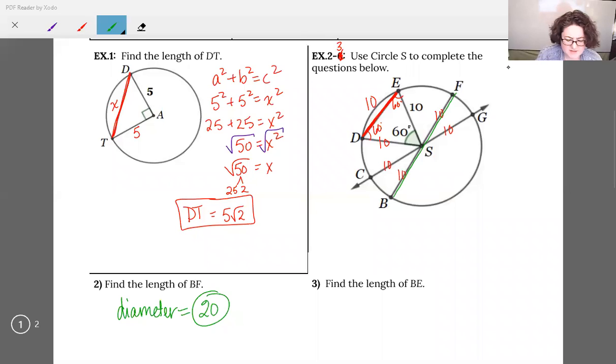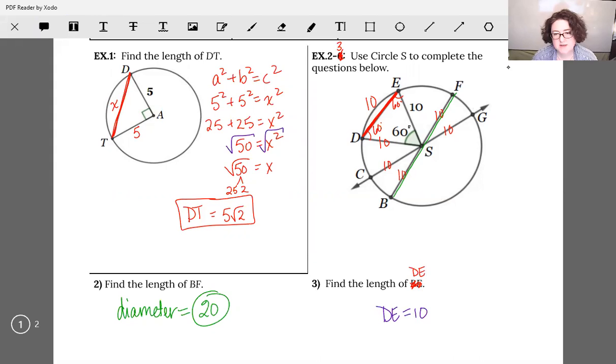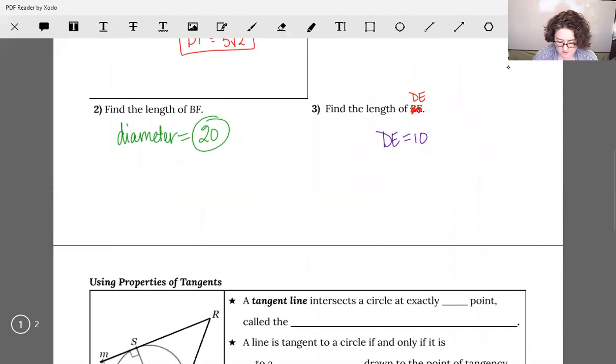So again, that's a typo. You'll have that fixed in your version. That should actually be finding the length of DE, which we already found. We have that labeled. That's equal to 10. Alrighty, next set of questions.